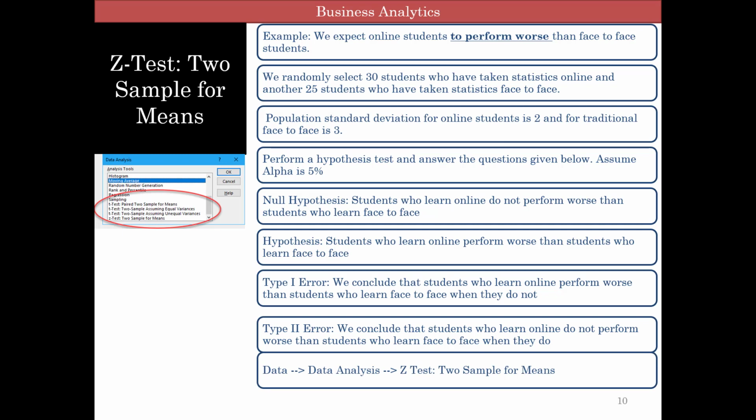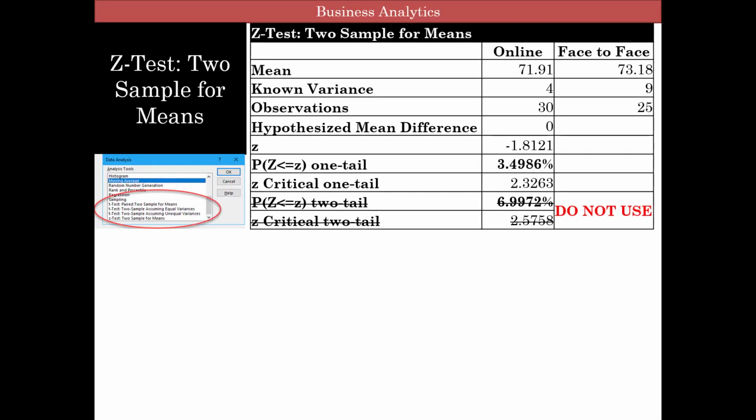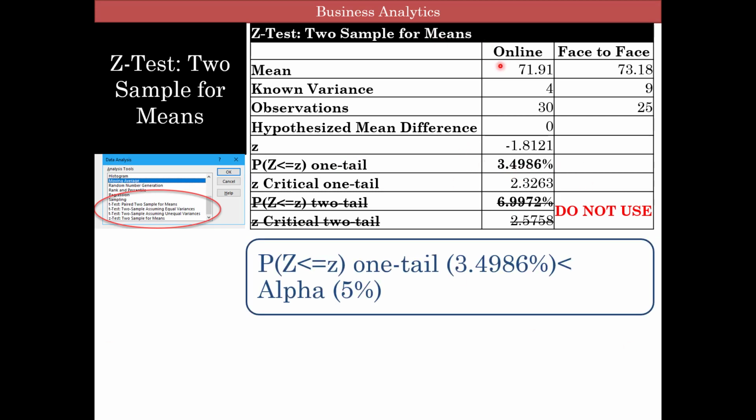So you're going to go do the data analysis, z-test, 2 sample for means, the same steps as you did in a 2-tail test. There's no difference here, but it's a 1-tail, lower tail test. You can look at the data. And now for a 1-tail test, you are not going to use this. You're just going to use the 3.4986 p-value here.